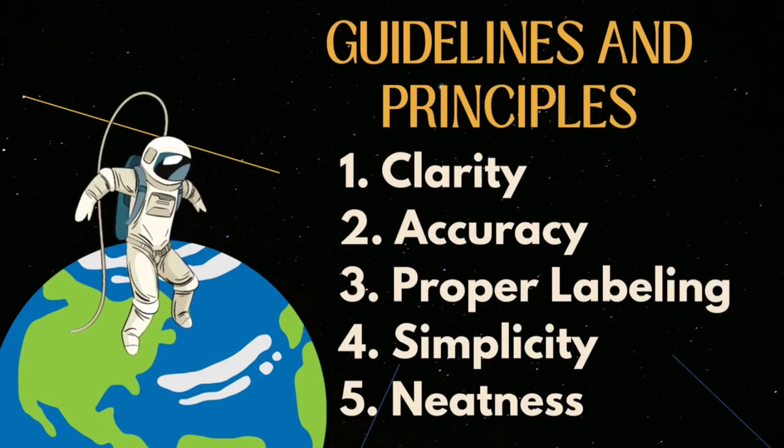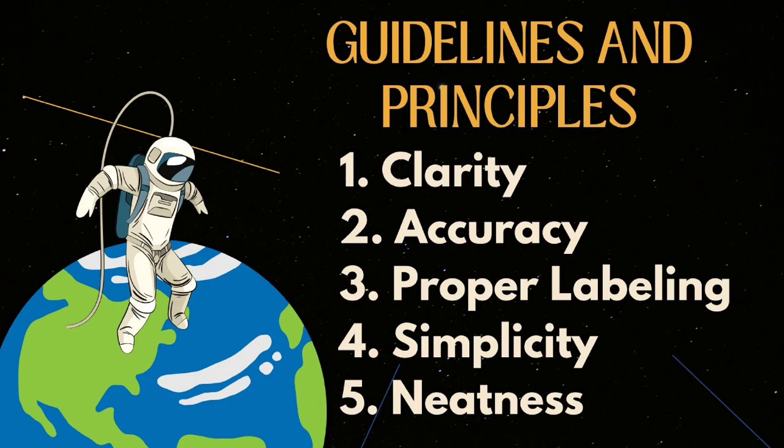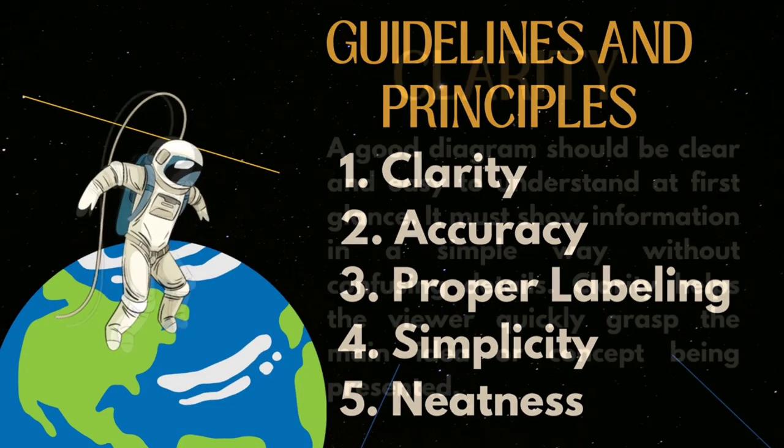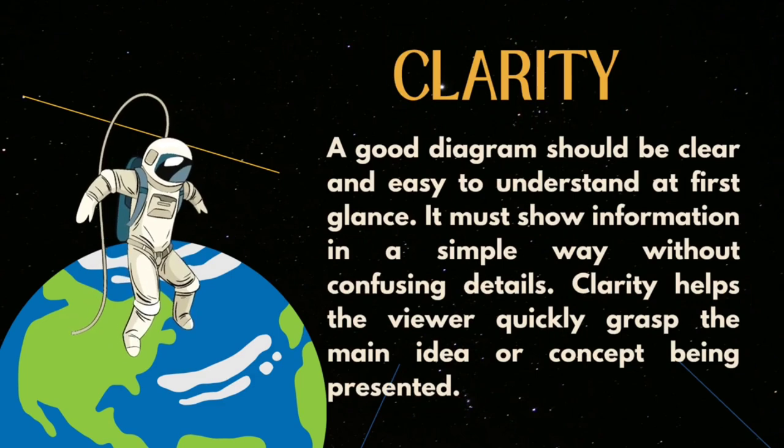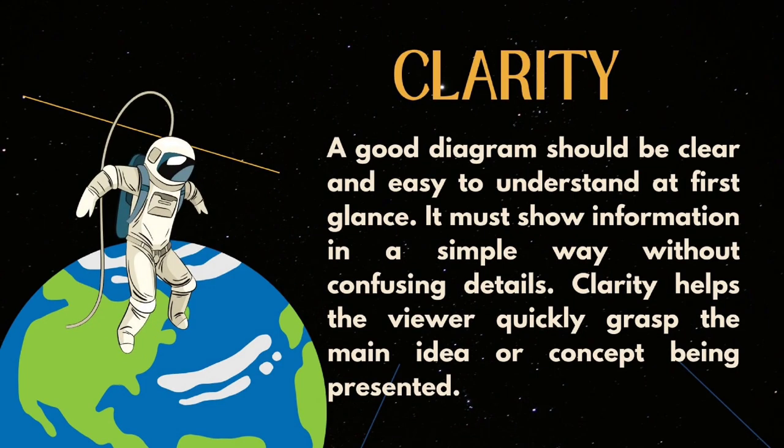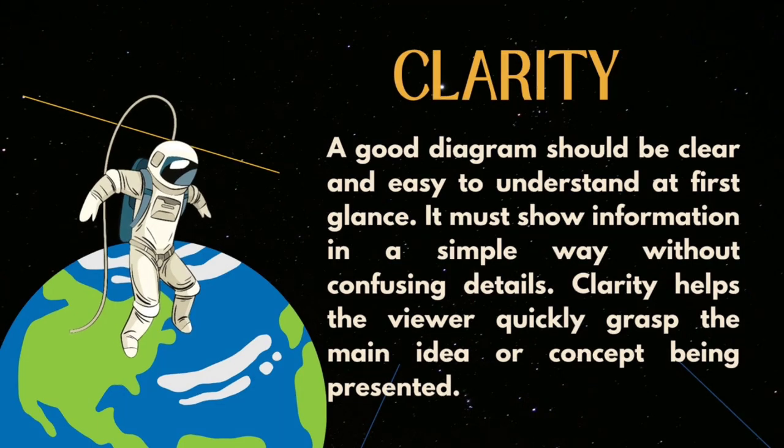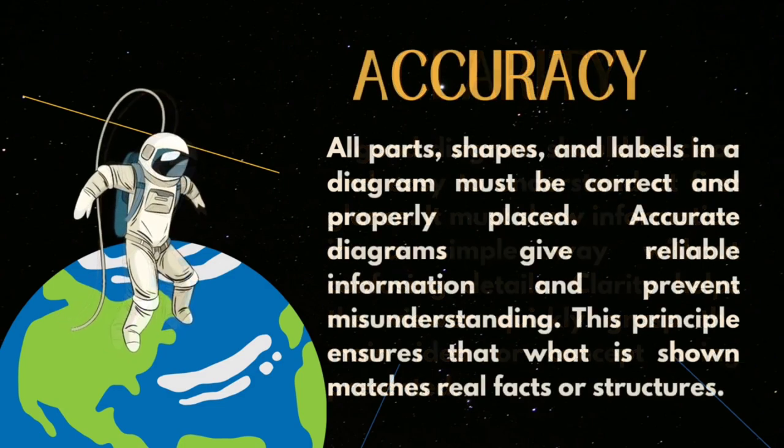Here are the guidelines and principles in making a diagram: clarity, accuracy, proper labeling, simplicity, neatness. Clarity. A good diagram should be clear and easy to understand at first glance. It must show information in a simple way without confusing details. Clarity helps the viewer quickly grasp the main idea or concept being presented.